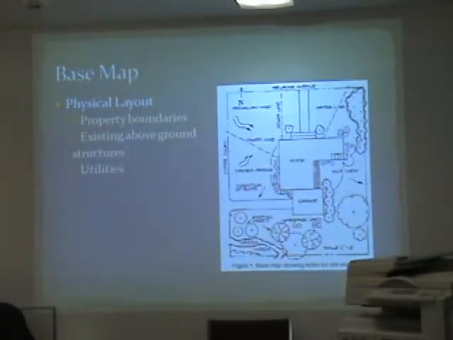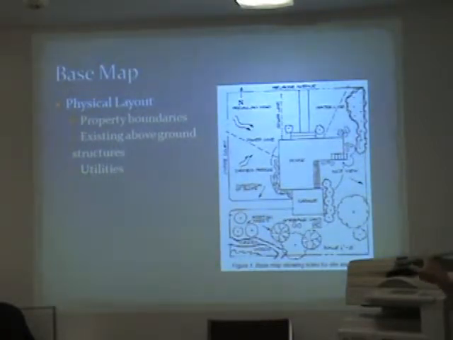The next thing that you do after you have the site analysis is you put together a base map. This is the physical layout of the property. This includes the property boundaries, and you can see on this one it's just the outermost line on this paper here that shows the property boundaries. And then the existing above ground structures. So if you have a shed or a garage that's detached from the house or anything like that, you need to make sure you put this on this map.